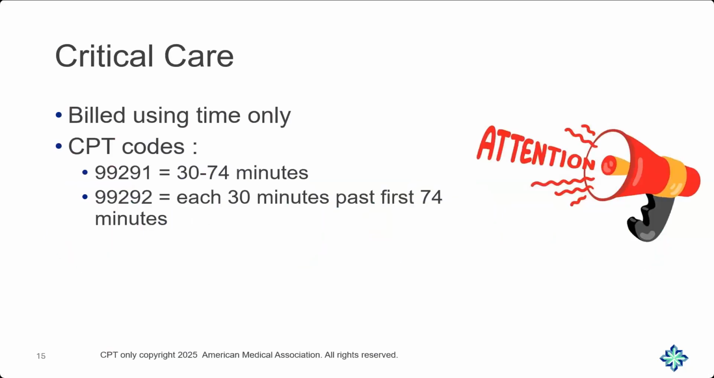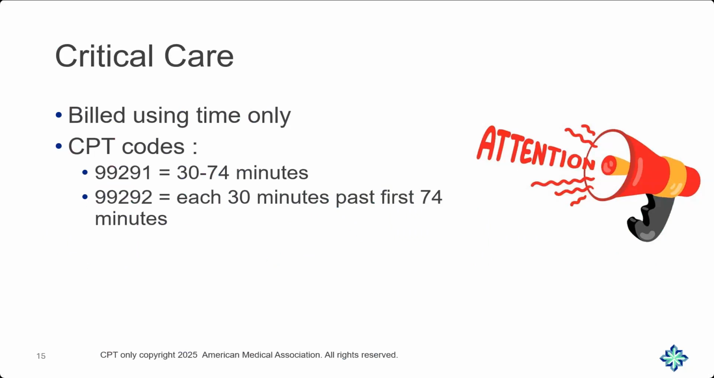So now we're going to start getting into some things that are a little bit different from using time to choose your level of service as far as the basics, but they are going to be related, or they're going to impact you when you're choosing your level of service using time. So we're going to start with critical care. Critical care is a time-based code. That means that you can only use time to determine the level of service billed.